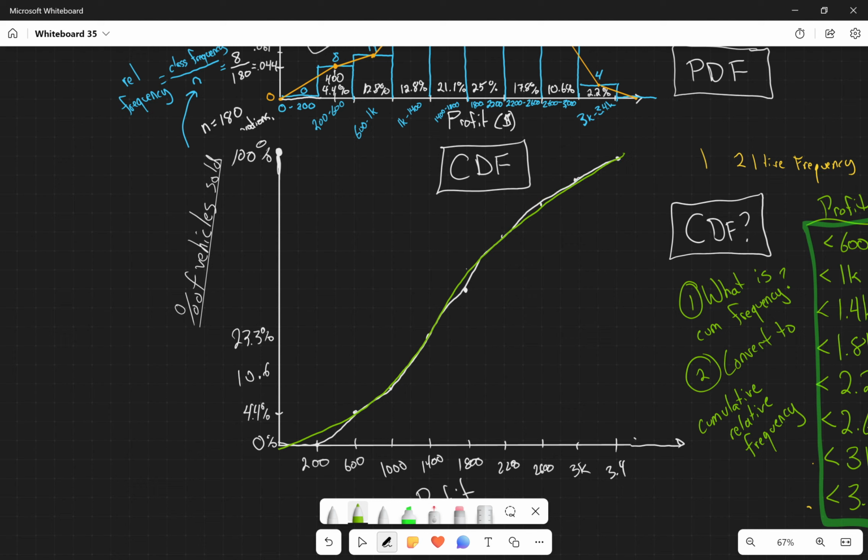And so this is telling us all of the companies that made $1,400 or less. There were 23% of the sampled companies that made $1,400 or less. What else can we infer from this graph? From the data that I have on this board, we can infer three more things.